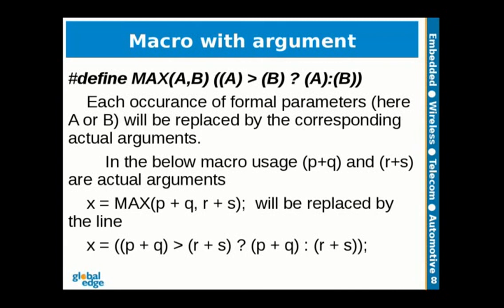Next, macro with an argument. So obviously macro can be used with arguments also. In this most commonly used macro, each occurrence of the formal parameters a and b will be replaced by the corresponding actual arguments. So when you use this in the program, the arguments passed there will be actual arguments. I think it's mentioned here. And in the below macro usage, p plus q and r plus s are actual arguments, right? So this makes the code very much readable, neat, right? It is self-explanatory.